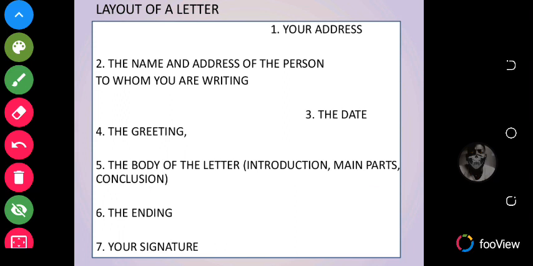So when you are done with the main part of the letter, then you get to the ending and you sign. So usually, for a formal letter, it's very important that you sign, but for an informal letter, it's not usually required that you sign. Okay, so basically that's that for the layout of a letter.